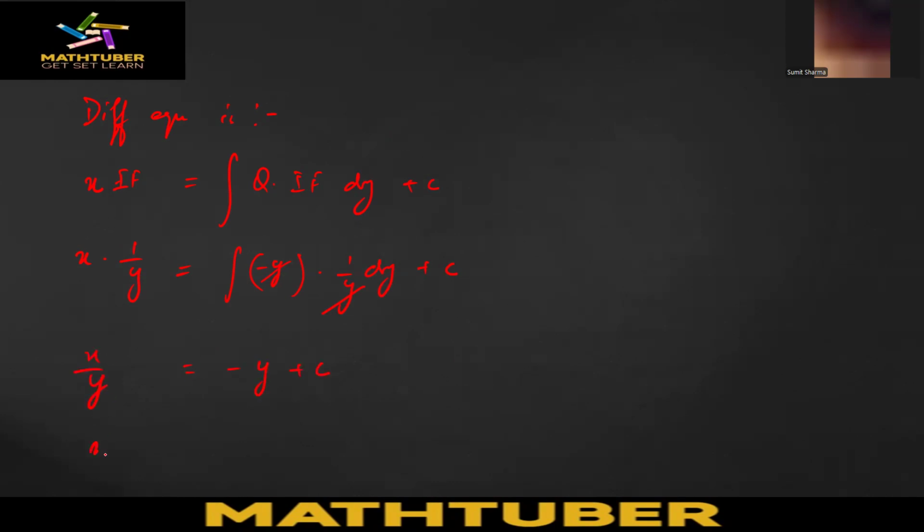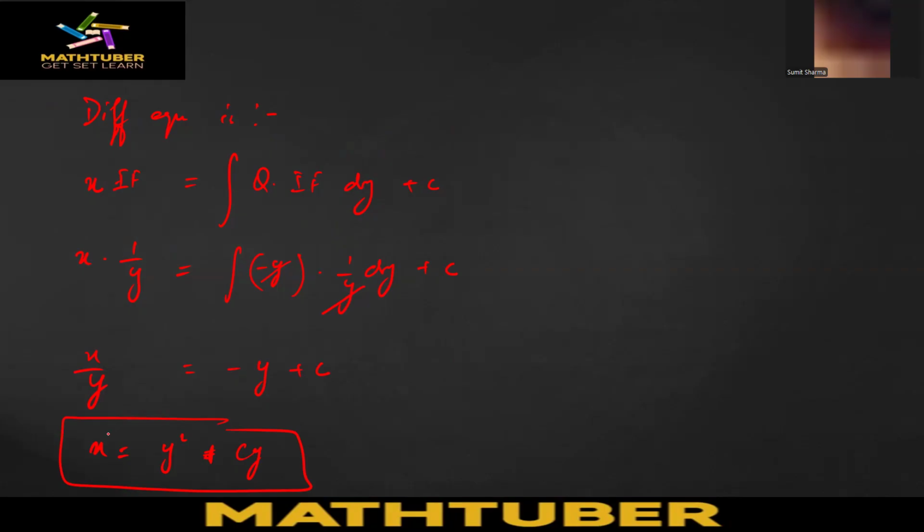x upon y, and this will be xy is equal to y square plus cy, and this will be the answer. So this is how we can do the questions. It's a simple method. You just have to remember where we have to put dx upon dy and where we have to put dy by dx.